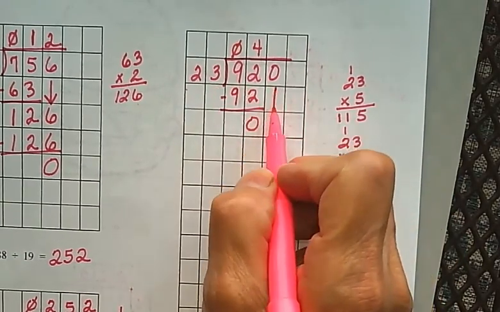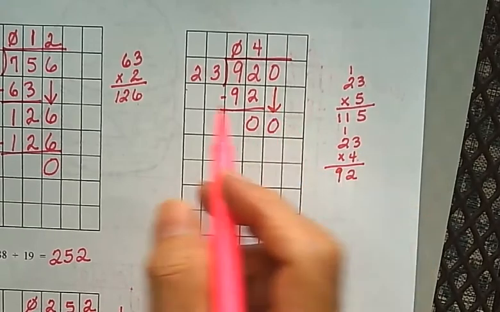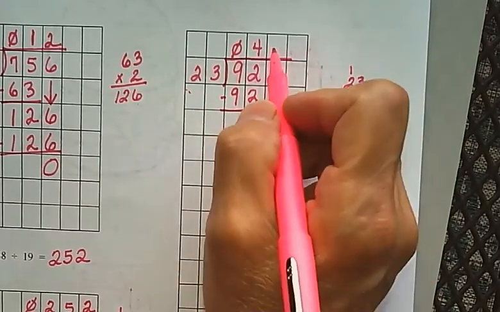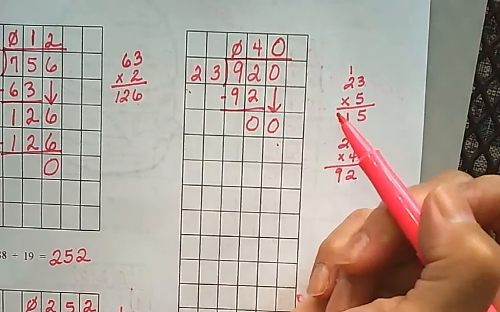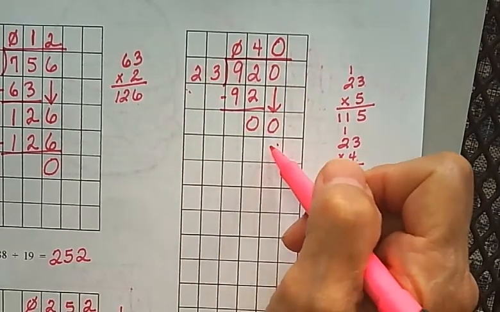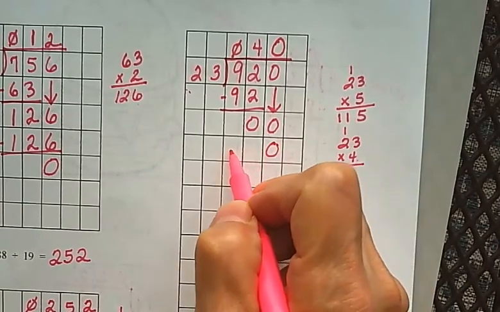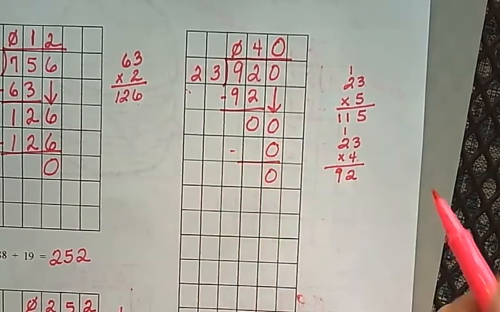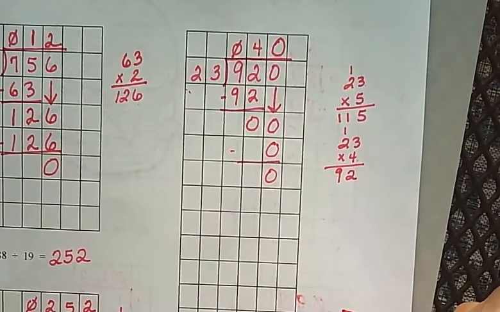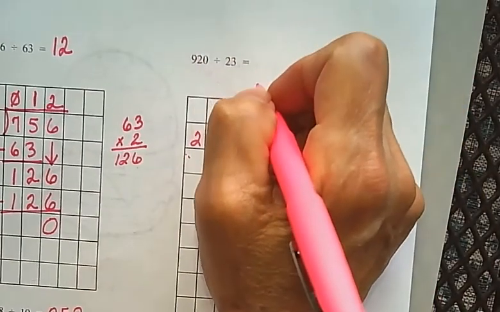But we have to bring down this 0. Well, how many times does 23 go into 0? It goes in 0 times. So we put a 0 up here. Because 23 times 0 is 0, and if we subtracted 0 from 0, you can write it in if you want to. It'll give us 0, but you don't really have to do that last step. So our answer to this one is 40.